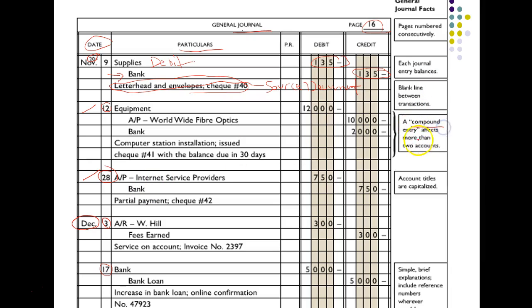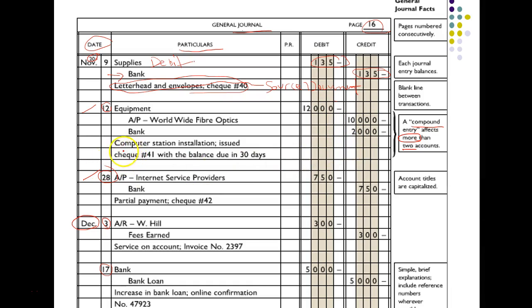A compound entry is when more than 2 accounts are affected. So in this situation here, 3 accounts are affected. And it looks like here, we're going to debit equipment, which means we must have bought equipment. We bought equipment for $12,000. We paid $2,000 out of our bank account, and we owe the rest to the company Worldwide Fiber Optics, $10,000. So debit equipment, credit accounts payable, credit cash.